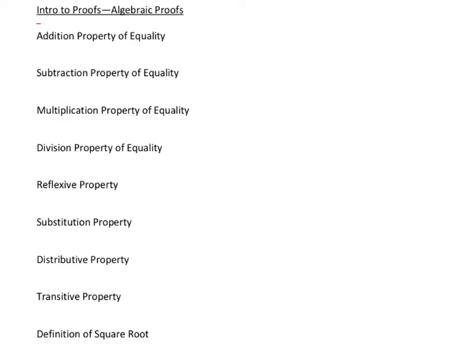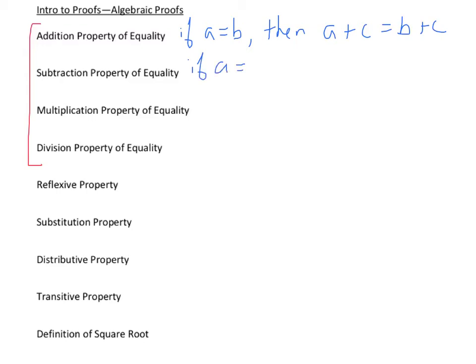And the four golden rules are the addition, subtraction, multiplication, and division property of equality. What those mean is, for example, the addition property is that if I have a statement A equals B, and I add a constant to both sides of the equation, I will still have a true statement. So if I had 2 equals 2 and I added 3 to both sides, I would get 5 equals 5.